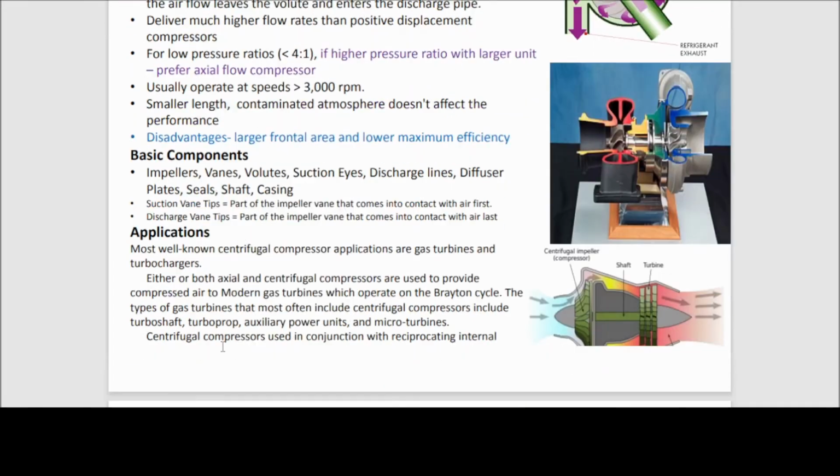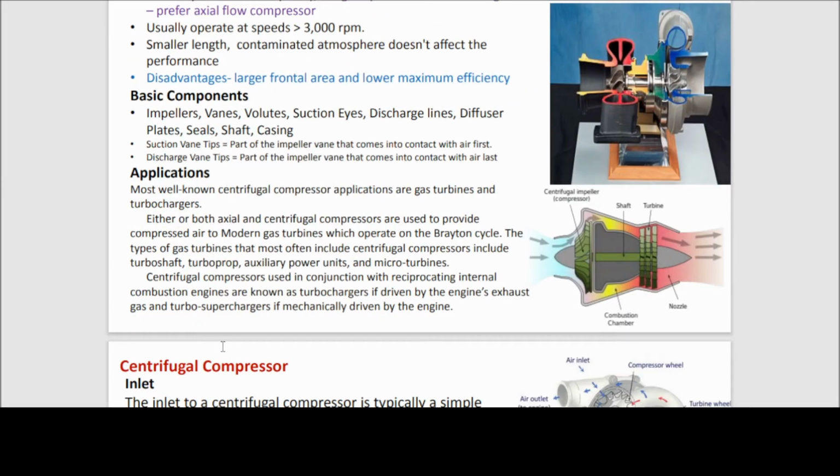Now what are the applications, we will see. The most well-known centrifugal compressor applications are gas turbines and turbochargers. Either or both axial and centrifugal compressors are used to provide compressed air to modern gas turbines, which operate on the Brayton cycle, which is of interest in the next module. The types of gas turbines that most often include centrifugal compressors include turboshaft, turboprop, auxiliary power units and micro turbines. So in all these engines, the centrifugal compressors are used.